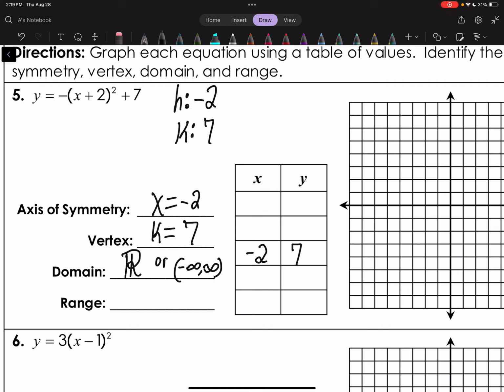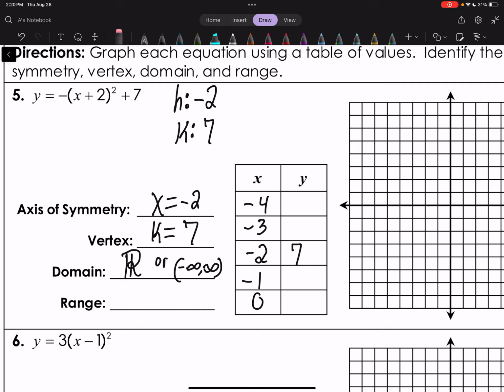Now I'm going to fill in both sides of this table around negative 2. So numbers less than negative 2 are negative 3 and negative 4. Greater than negative 2 is negative 1, 0. The reason for this is because of the symmetry of a parabola. Because I'm going by ones, my numbers for negative 3 and negative 1 are the same, and for negative 4 and 0 will be the same.